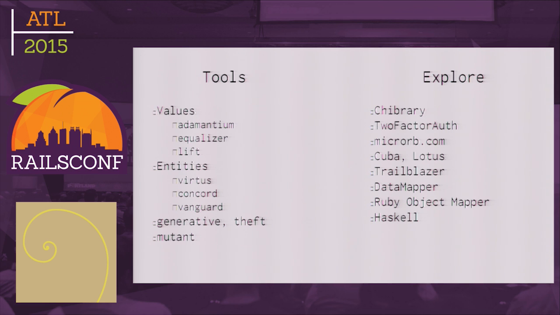Cuba and Lotus are alternative web frameworks that are just interesting for being small. And Trailblazer, Data Mapper, and Ruby Object Mapper are great for seeing Ruby code that's organized really differently from the Rails we're used to seeing. There's a Trailblazer talk next up on the 4th floor. So if you stretch your brain, you can see how these rules apply and use them to understand other code and your own. And Haskell's down in the corner hiding.